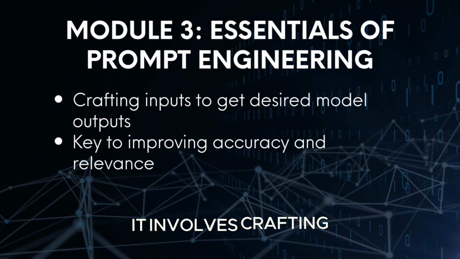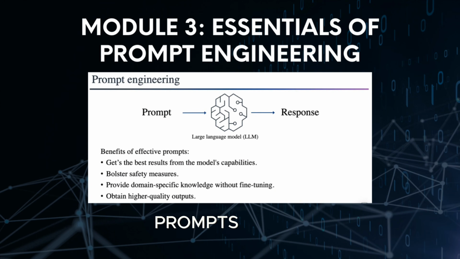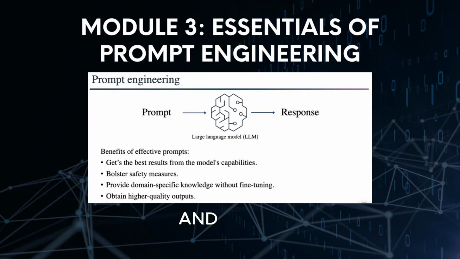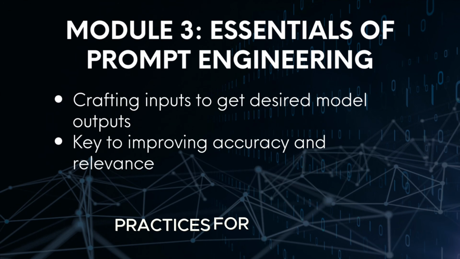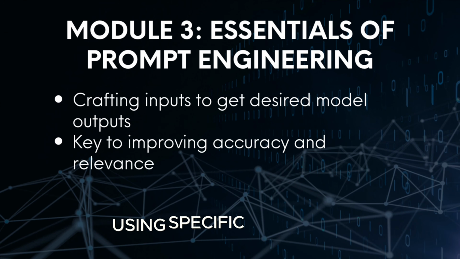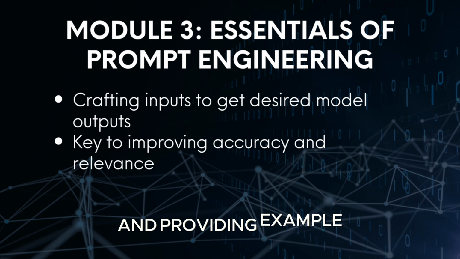It involves crafting clear, specific instructions that guide the model's behavior and responses. And so the benefits of effective prompts is that you get the best results from the model's capabilities, you bolster safety measures, you provide domain-specific knowledge without fine-tuning, and you get higher quality outputs. And so the top 5 best practices for effective prompting are the following: being clear and concise, including relevant context, using specific directives, stating the outcome requirements, and providing example responses.